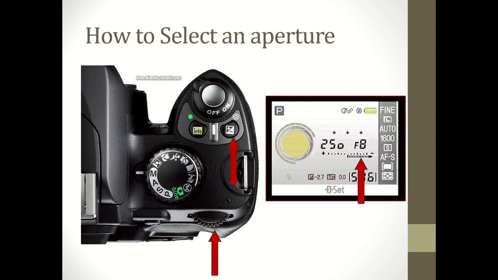All right, aperture. How to select one. Again, having the camera in manual mode is where we have control over our settings, and this is a two-step process. You press and hold this little plus minus button here and move the thumb wheel.